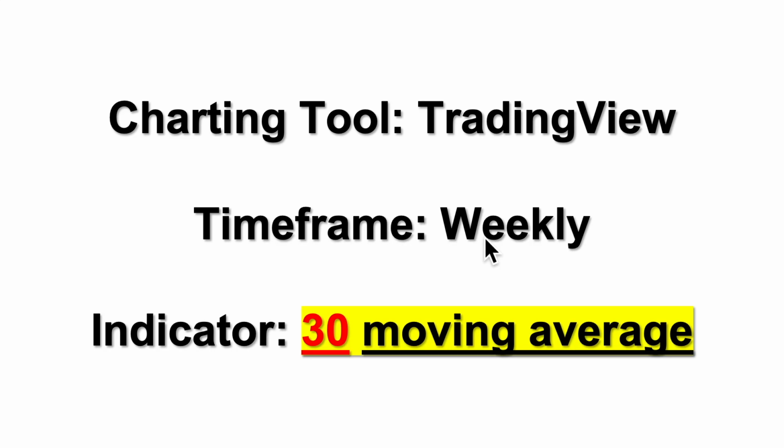So the reason why we want to choose weekly time frame as an investor is because we want to have a longer term perspective. So if you will want to do more frequent buy and sell activity, then you will have to look at the daily chart or even the 4-hour chart. But for most investors, the weekly chart will be a good starting point of analysis. You can also analyze on the monthly time frame as well. And for the indicator, for stage analysis, you will need a 30 moving average.